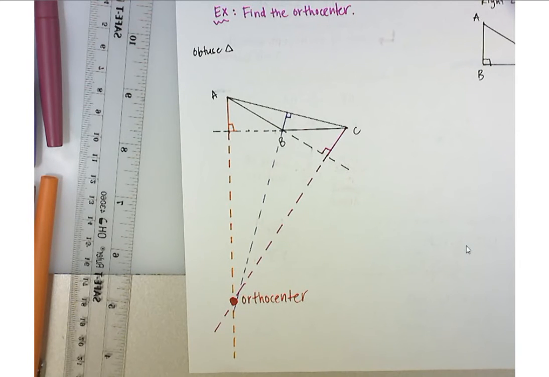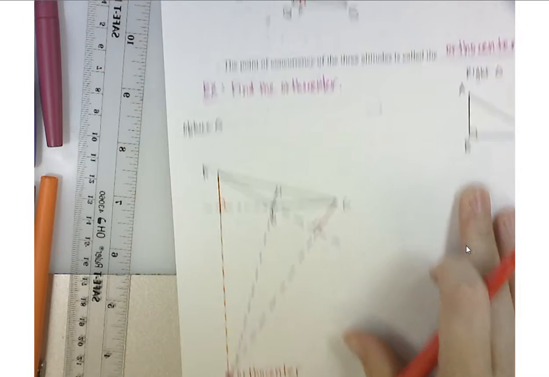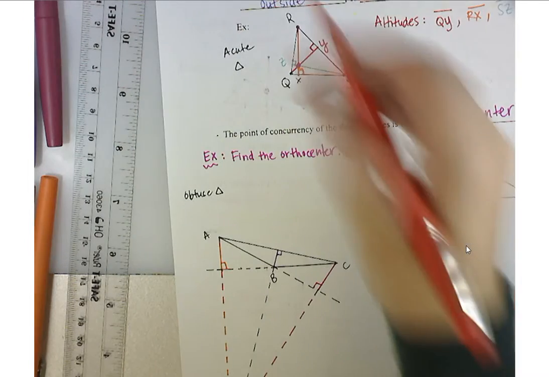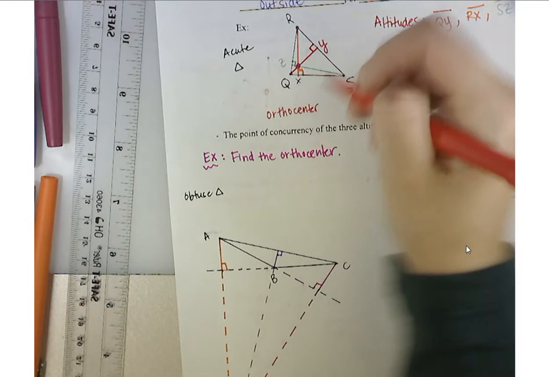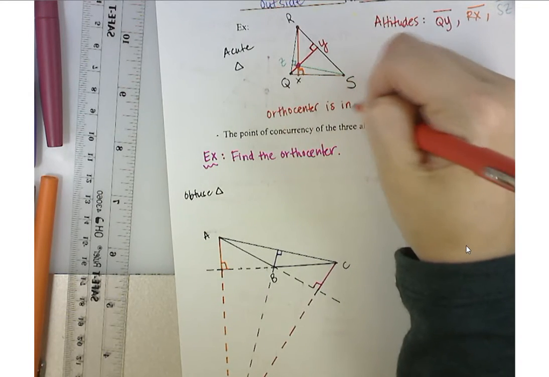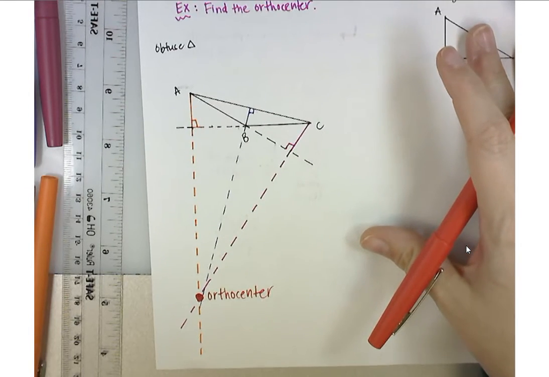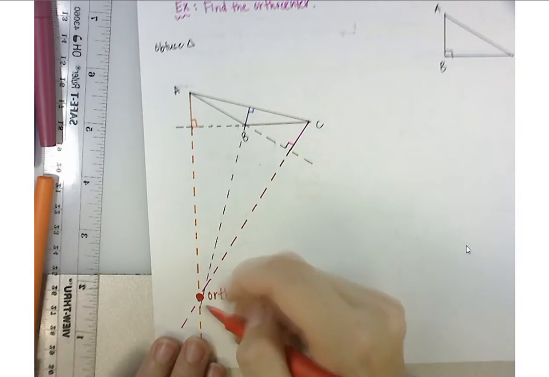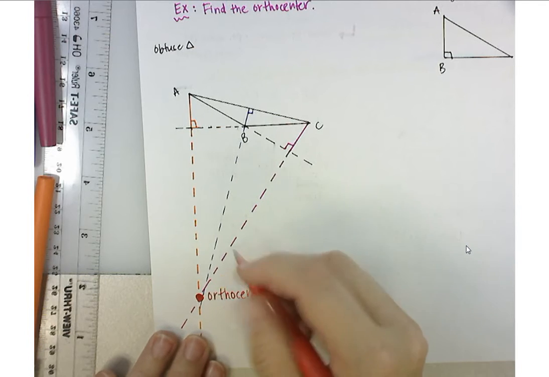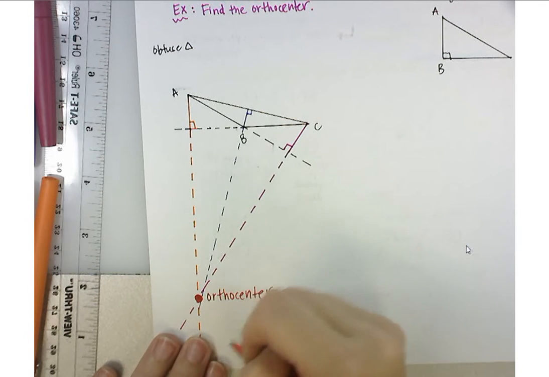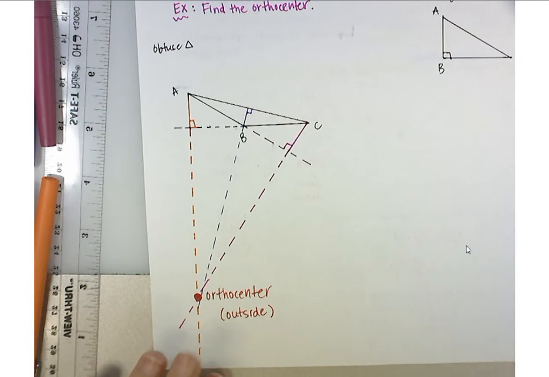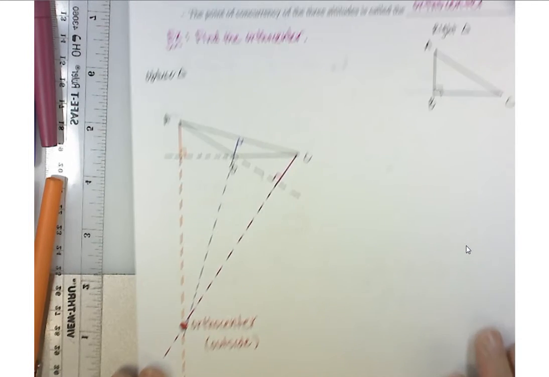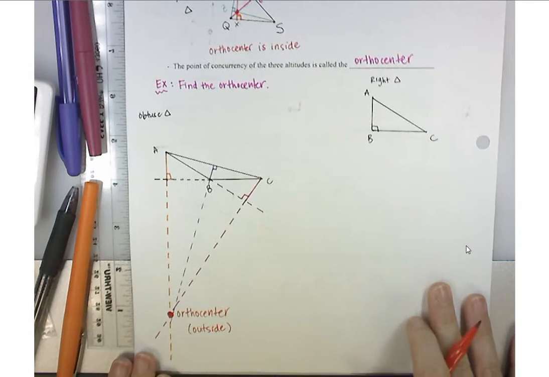Okay, so if it's acute, we saw that it was inside. Let's write that down. If it's acute, the orthocenter is inside. If it's obtuse, the orthocenter is where? Which we can remember, obtuse outside. So for the right triangle, where do we think it's going to be? All right, let's see if we're right.